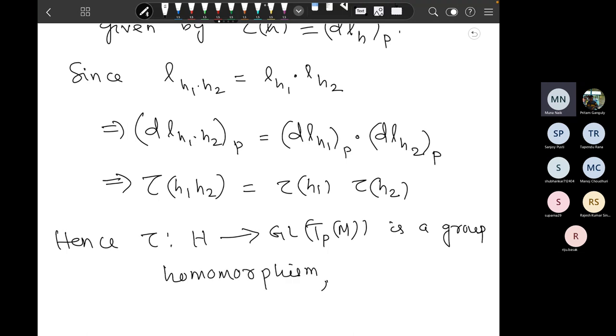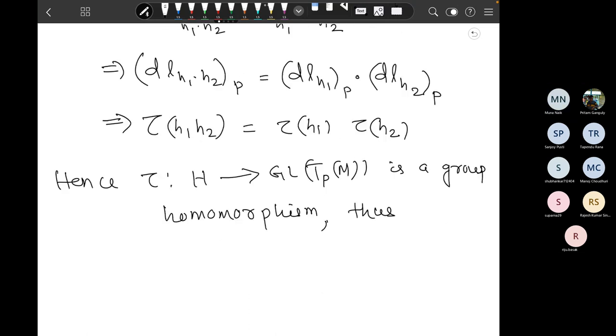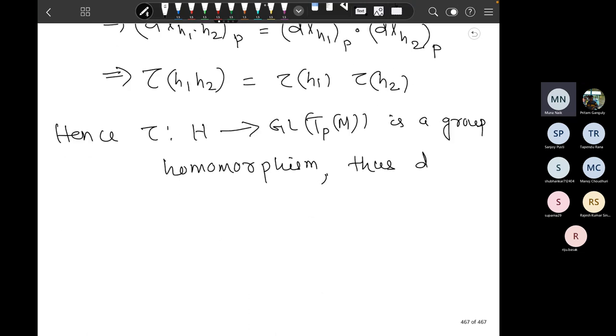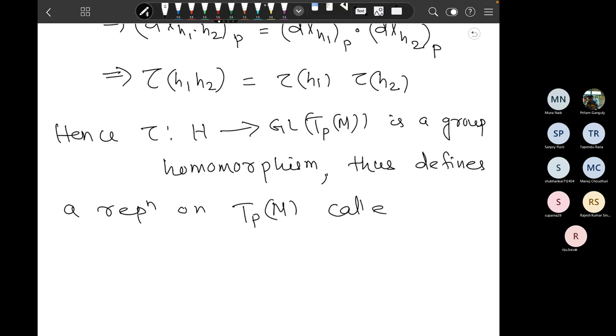Thus, these types of maps are called representations. This defines a representation of H on T_pM, called the isotropy representation.